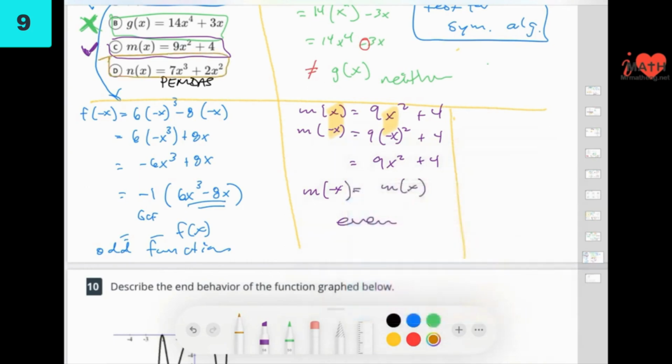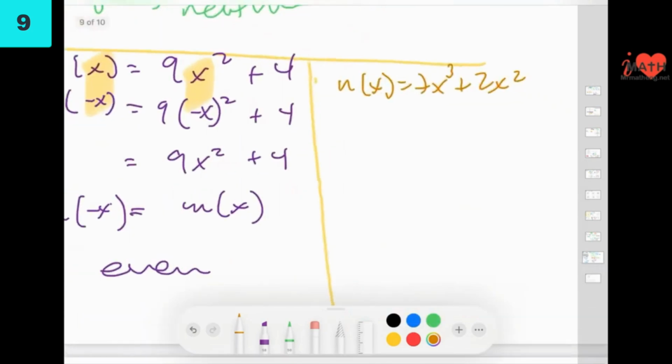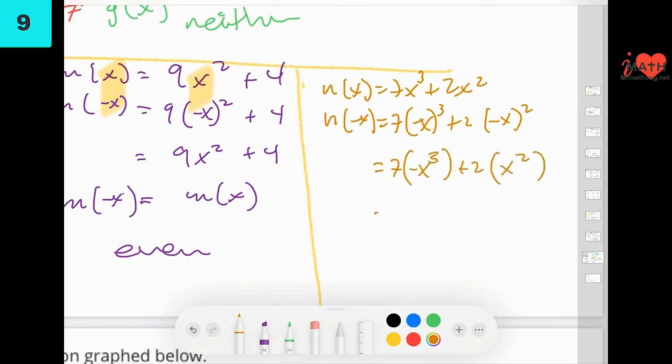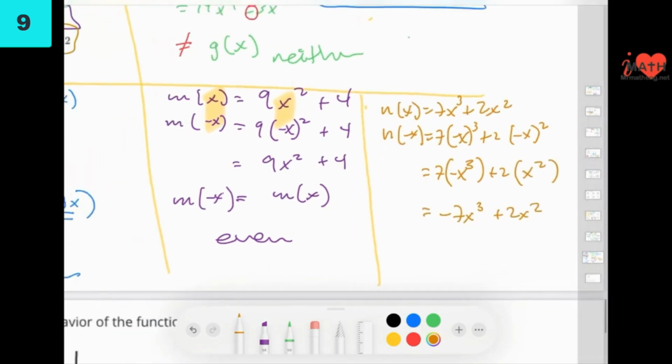Let's do this one in orange. N of x equals 7x cubed plus 2x squared. And so N of -x equals 7 times -x cubed plus 2 times -x squared. This would be -x cubed is -x times -x times -x, which is -x cubed. And this one is going to be -x times -x is just x squared. And if you just clean it up, it would look like that.